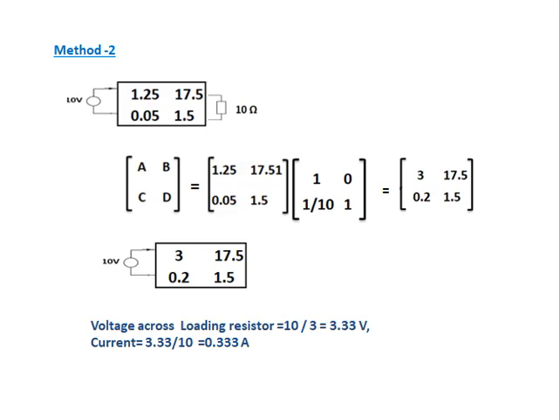If we apply 10 volt as input to this circuit with the loading resistor, the total ABCD parameter is 3, 17.5, 0.2, 1.5. The output voltage is 10 by 3. Voltage across the loading resistor is 10 by 3, equal to 3.33 volt. Current is 3.33 divided by 10, equal to 0.33 ampere.